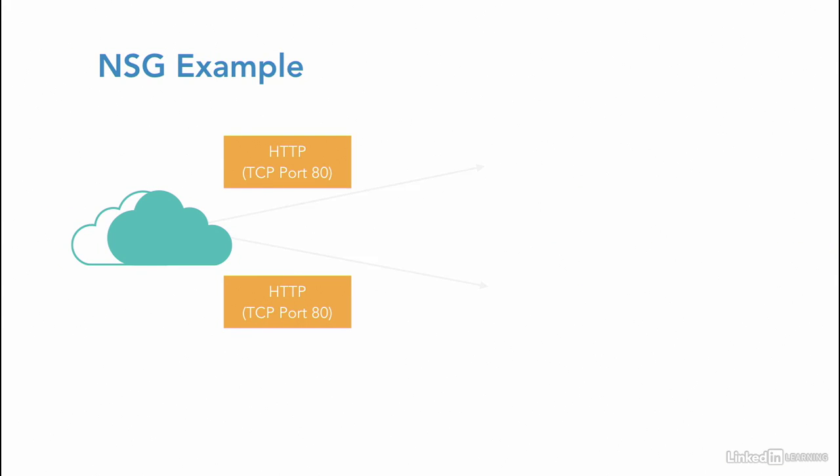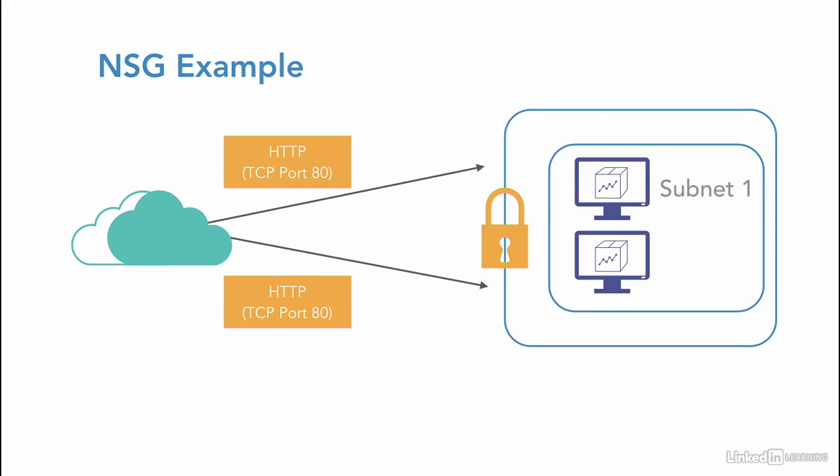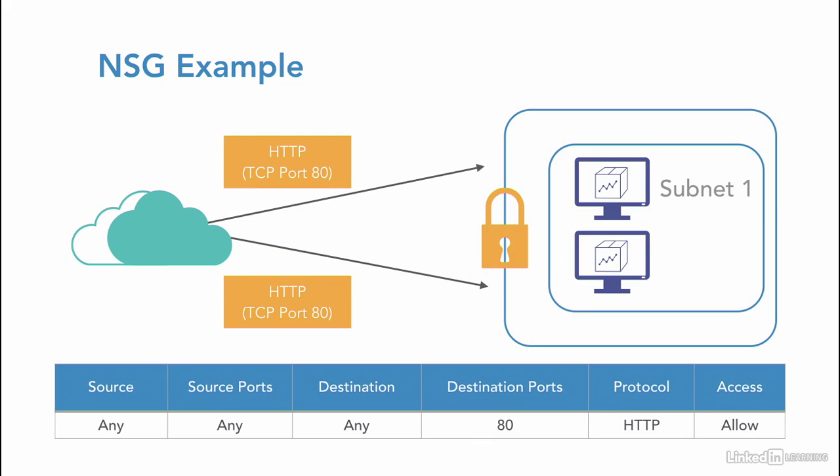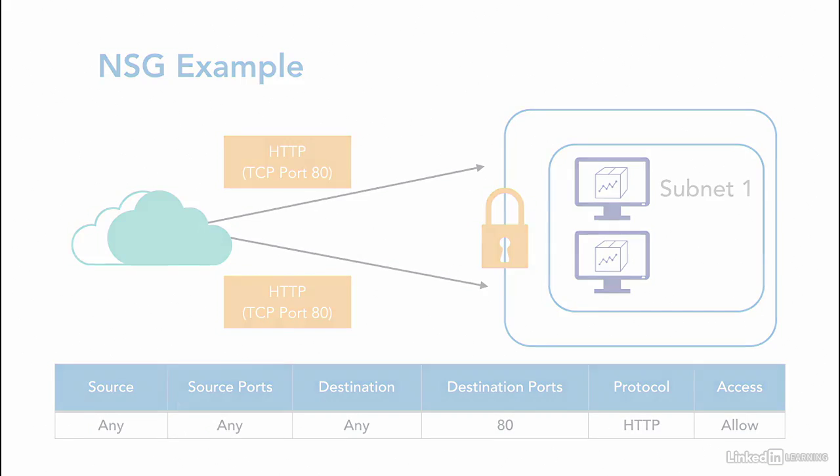Here's a very simple example of a network security group in action. We can see we're allowing access on port 80 to either of our virtual machines on subnet 1. The next tool is the Application Security Group, or ASG.